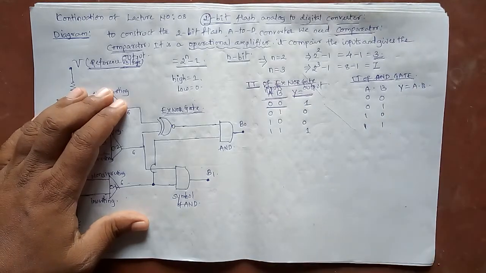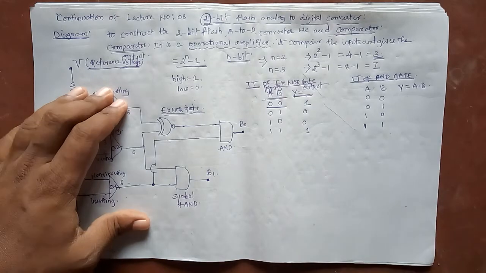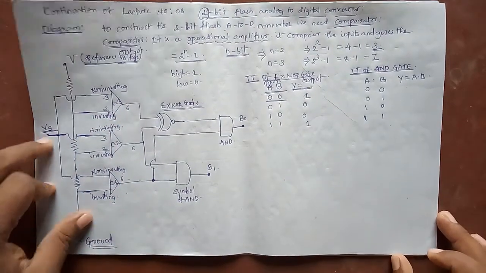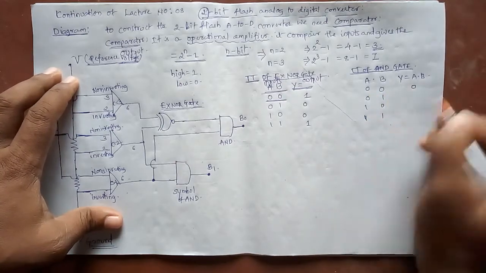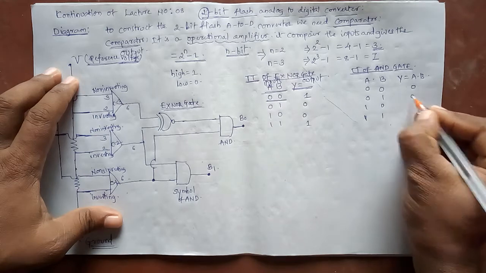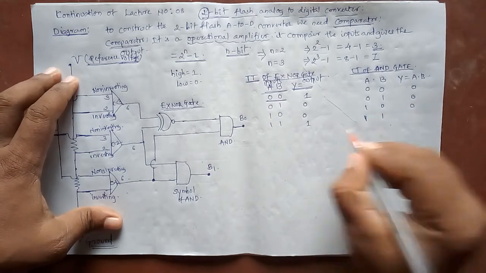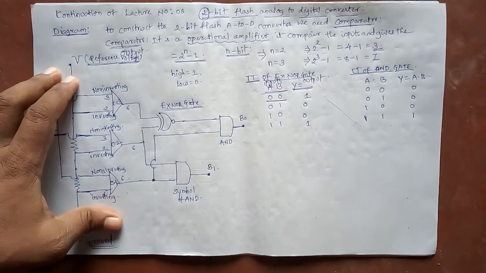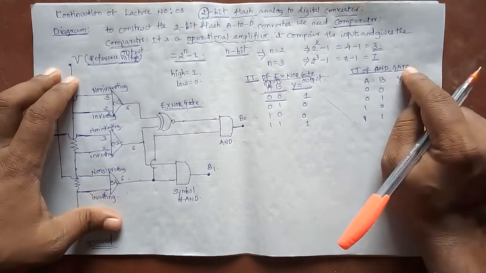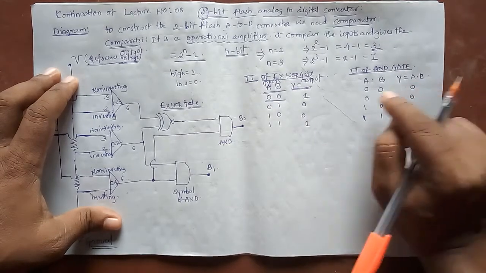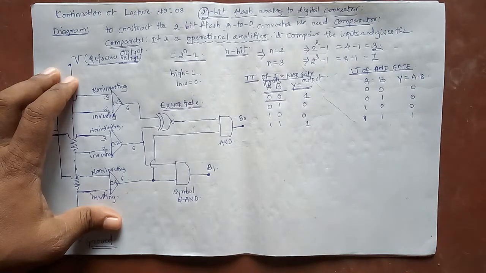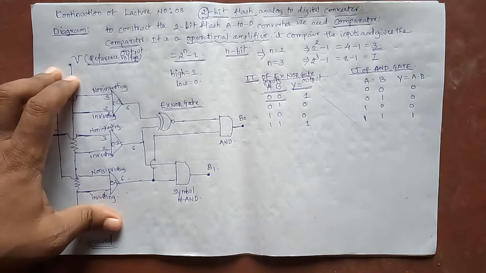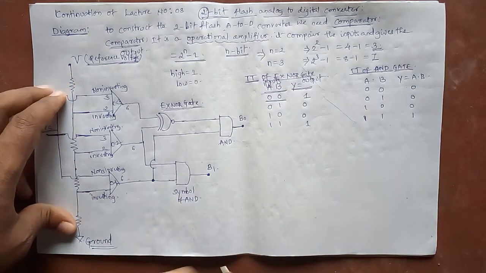Okay, here AND gate is nothing but simply multiplication of numbers. Multiply the numbers and write the output. 0 into 0 is 0, 0 into 1 is 0, 1 into 0 is 0, 1 into 1 is 1. Just remember one small point: AND gate is nothing but multiplication. When we multiply the inputs we get the output. Clear?